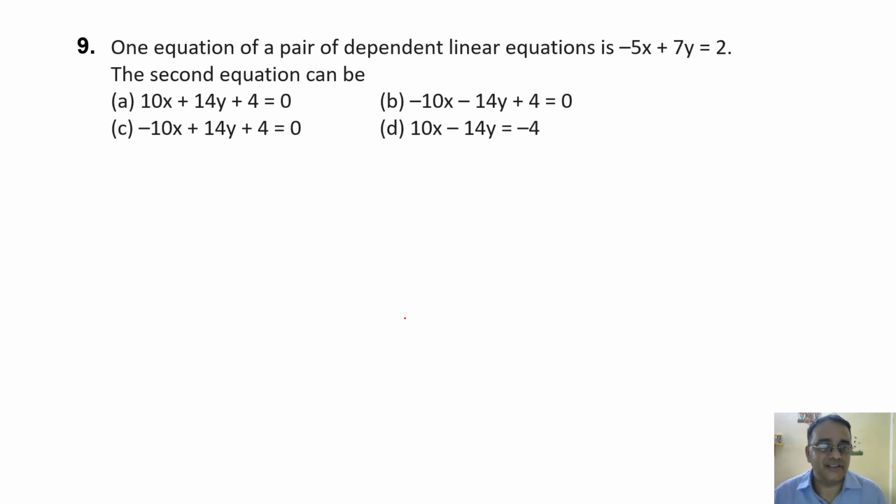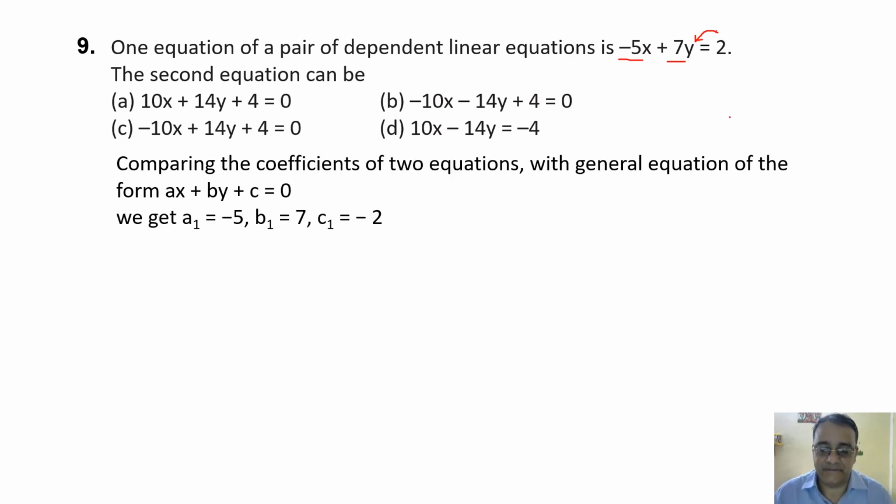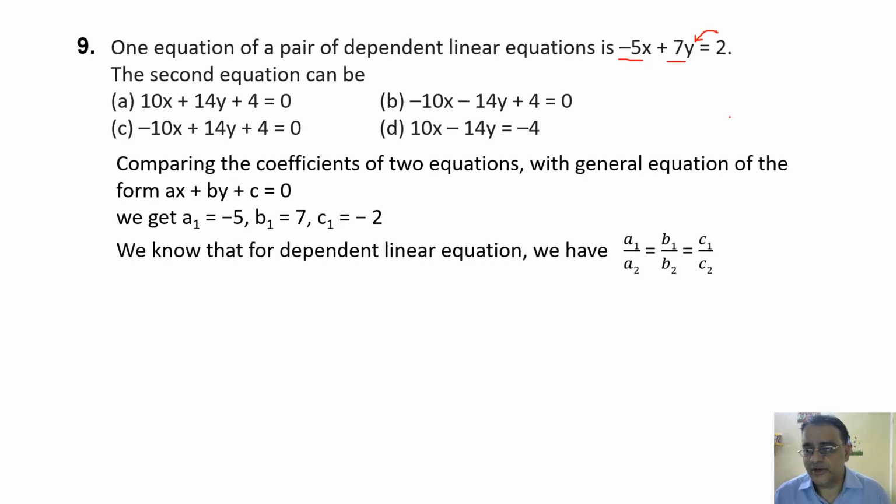तो इसको मैं दो मेथड से बताऊंगा. एक तो हम अभी जो मेथड है जो मैं एक्सप्लेन करने के बाद समझाऊंगा. So what is a1 here? Minus 5. b1 is 7. And c1 is minus 2, right? So we will find first a1, b1, c1. Now we know that for dependent linear equations we have a1 upon a2 is equal to b1 upon b2 is equal to c1 upon c2. Now substitute the values of a1, b1, c1 here, right?